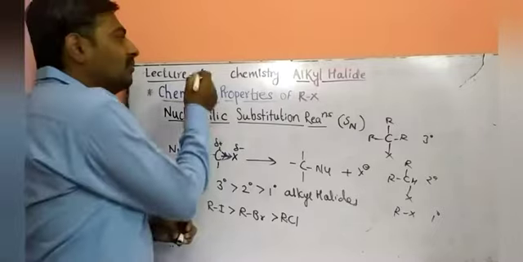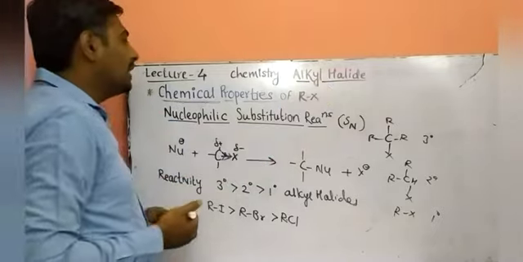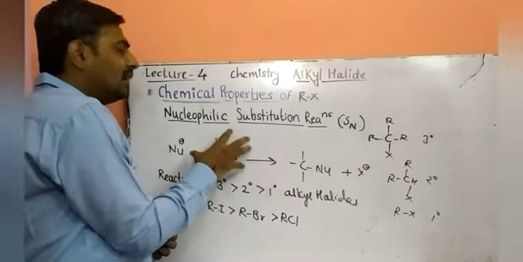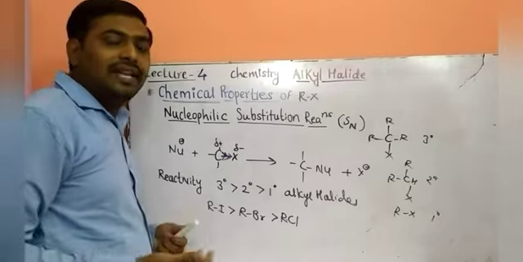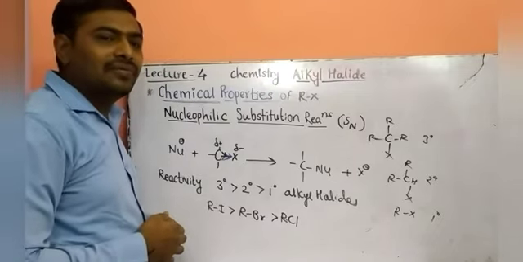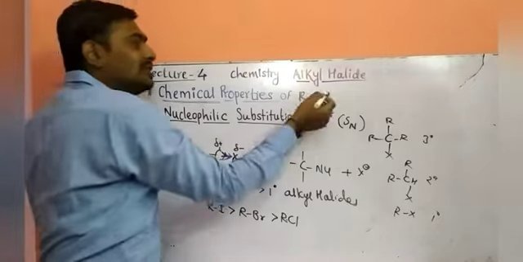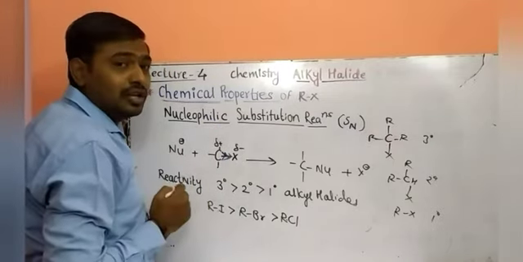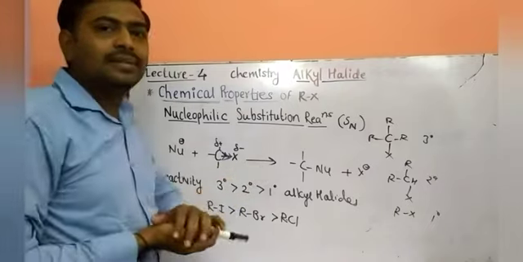Let's discuss lecture number 4, that is the chemical properties of alkyl halides. What are chemical properties? When any alkyl halide compound reacts with another compound and gives different derivatives, that is called the chemical properties of alkyl halide. So alkyl halide gives a substitution type of reaction, but which substitution? Nucleophilic substitution reaction. Substitution reaction we already discussed in standard 10.